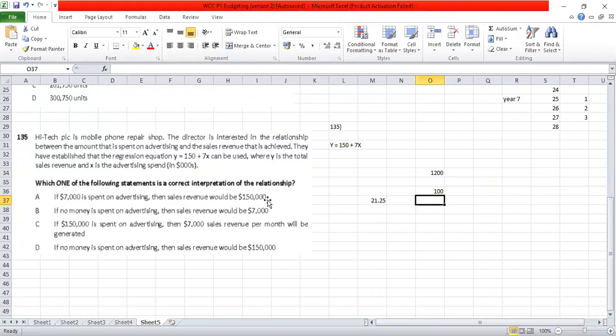A doesn't work out. B also doesn't. C, I'm just looking into that. 150,000 is spent on advertising. 150 into 7 plus 150, another 150. We get that to be 12,000 per annum. Per month it is 100,000. But here it says that it is only 7,000 sales revenue per month. So C is also not right. D will be the right answer. Answer is equal to D.